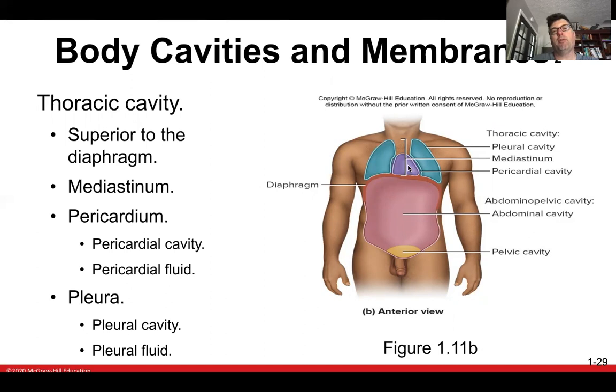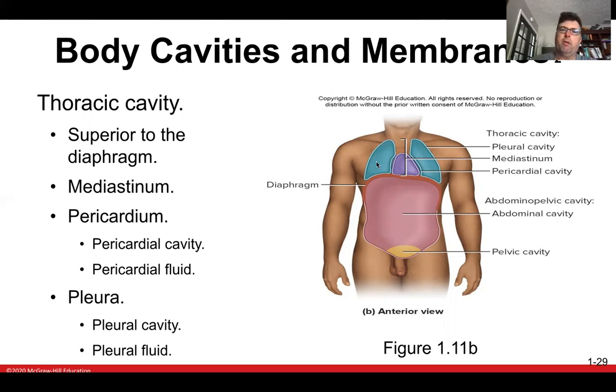The pericardium is the chamber that the heart, not chamber, that's not a good description of it, is the membrane in which the heart is found. And then the pericardium has the pericardial cavity and also contains some pericardial fluid. Again, this is just an overview. We're going to go back over and describe in detail how these things fit together.